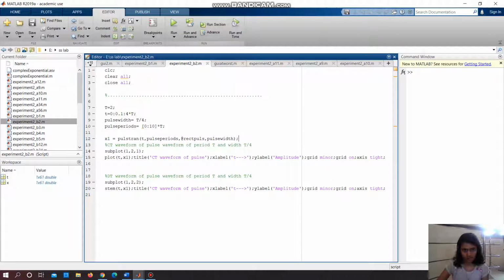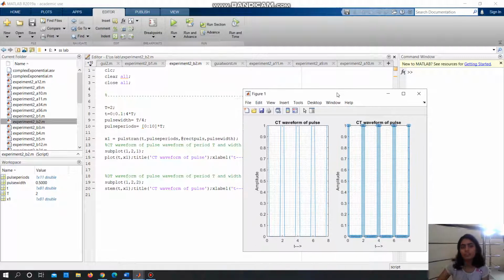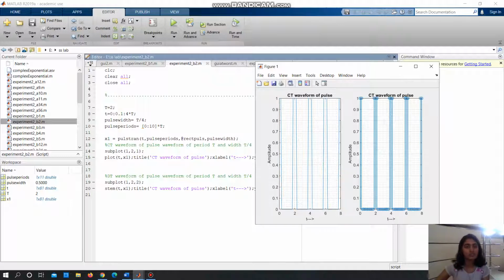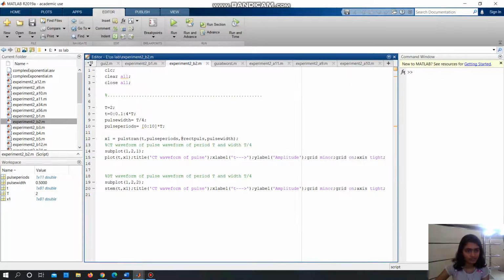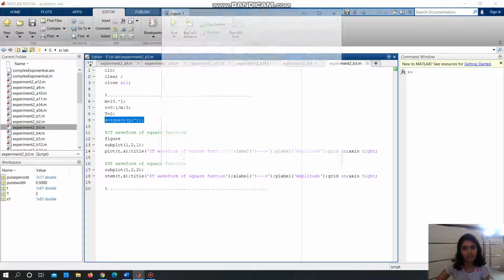So I have also plotted a rectangular wave pulse. It is a sequence of on and off states. Here I have given two inputs, pulse width and pulse period, in this pulse train function. Pulse width is the time duration in which it is in on state, and the total duration in which it is on and off gives the pulse period. A square function is similar to a rectangular function, but here the time durations in which it is on and off are equal.